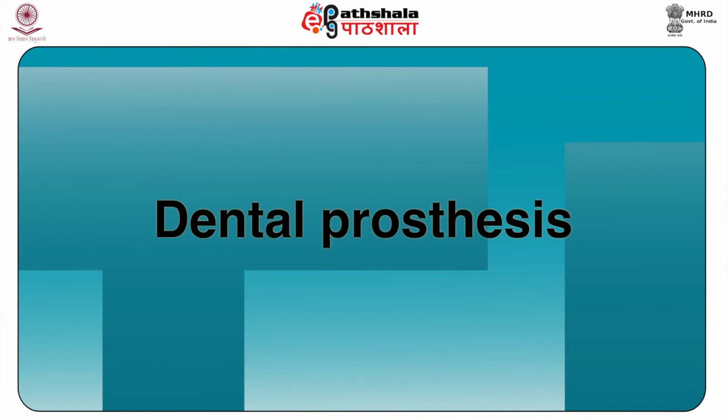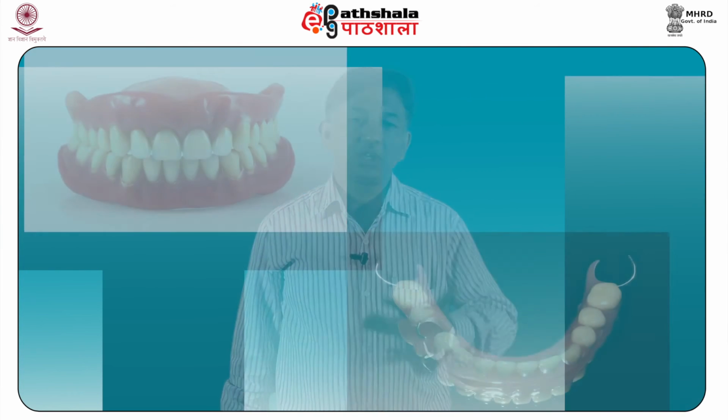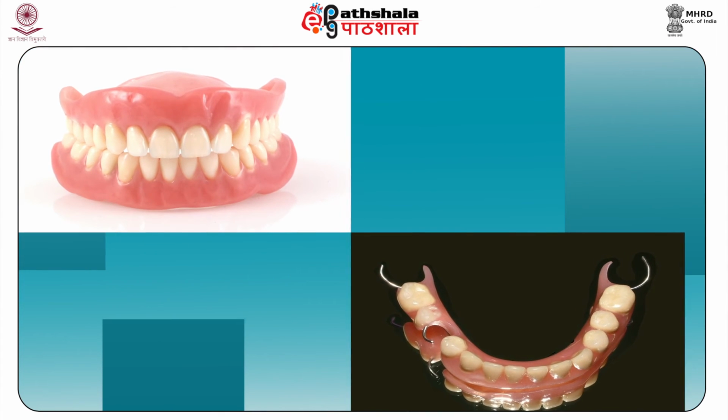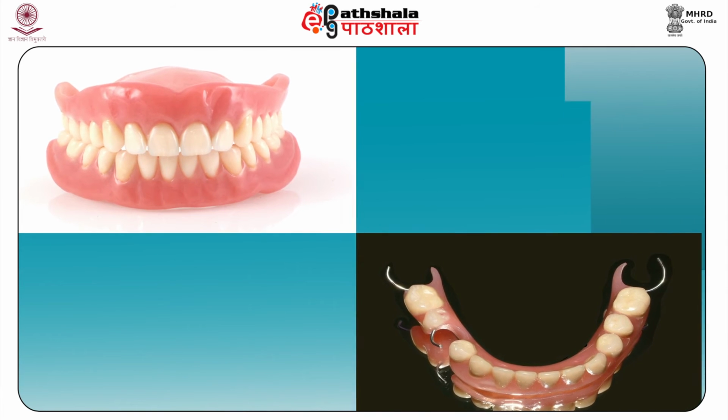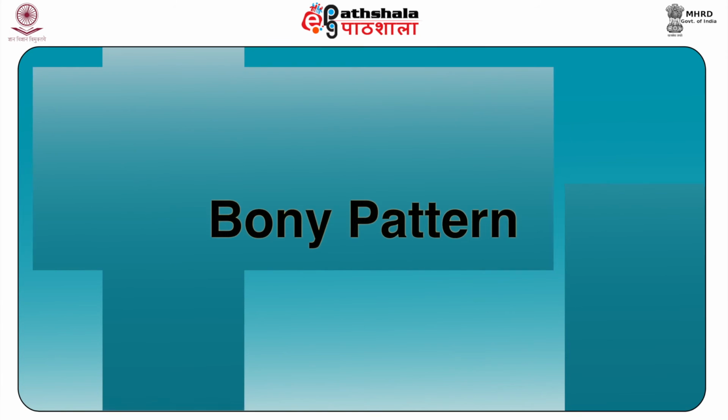The next factor is the dental prosthesis, like a full denture, removable partial dentures, bridges, and orthodontic appliances. They are very helpful if known. So these are a few figures that show various kinds of dental prosthesis. The next factor is the bony pattern.